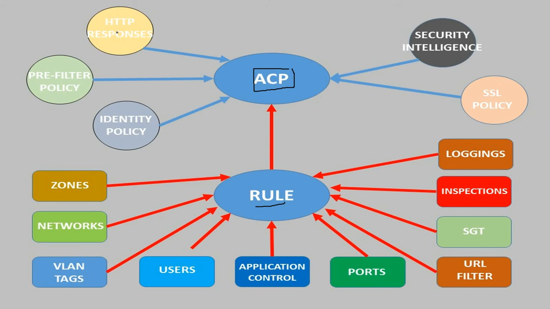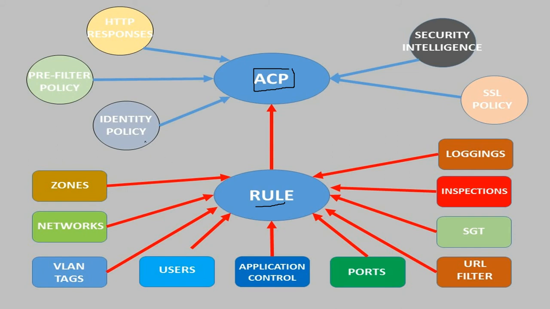What else? The HTTP response that we talked about, which warns the user that he is blocked. So it's applying to the ACP. A pre-filter policy: when we create the pre-filter policy, we have to apply it to the access control policy to be working, because the access control policy needs a minimum of one pre-filter policy to work. So it will be applied here, but the pre-filter policy is not applying to the rule.